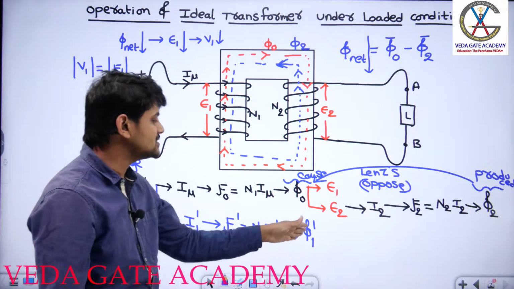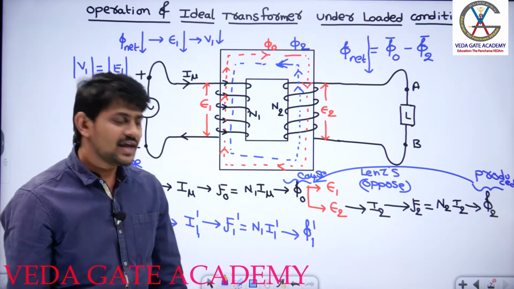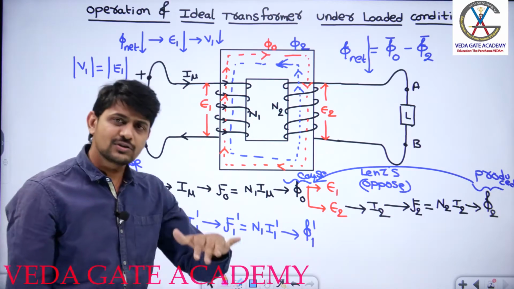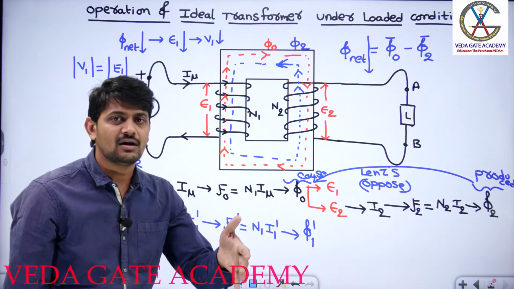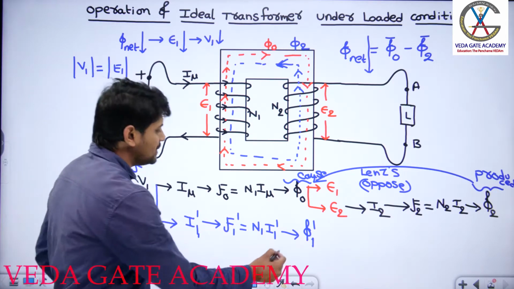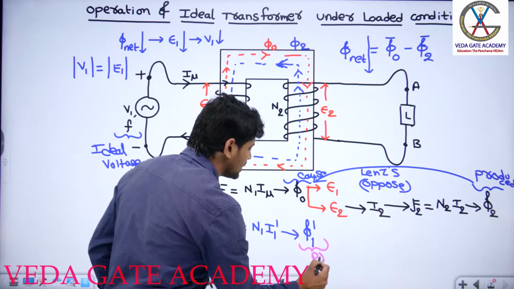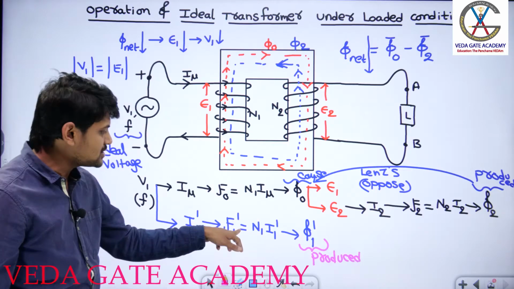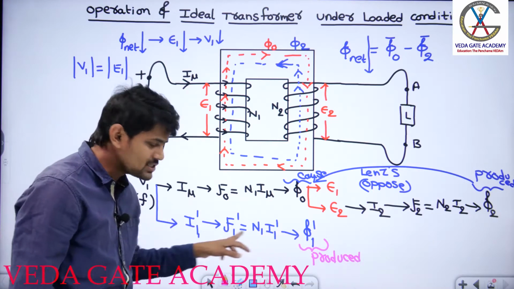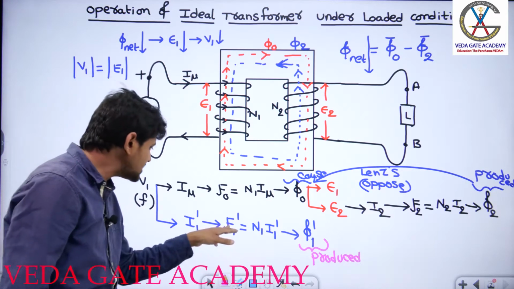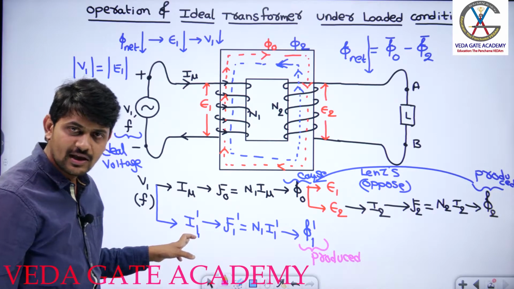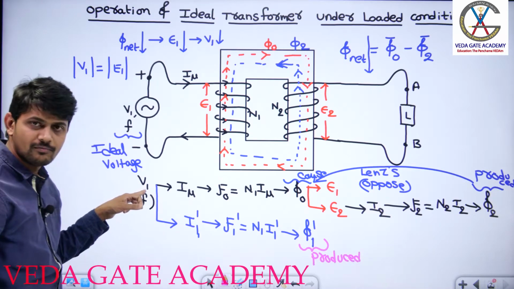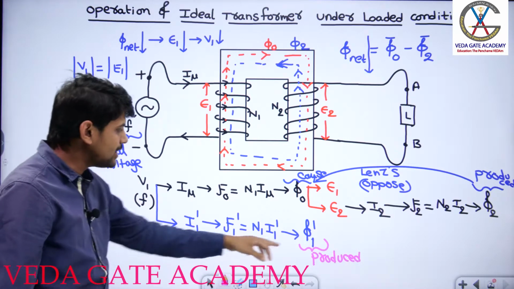Now can you tell me what is the direction of this flux phi1 dash? The direction of phi1 dash is such that, according to Lenz's law, it will try to oppose the reason or cause for its production. Here the produced quantity is phi1 dash. Now, phi1 dash is produced because of whom? F1 dash. Can I say phi1 dash will oppose F1 dash? No. And F1 dash is produced because of whom? I1 dash. Can I say phi1 dash will oppose I1 dash? No. And I1 dash is produced because of whom? V1. Can I say phi1 dash will oppose V1?